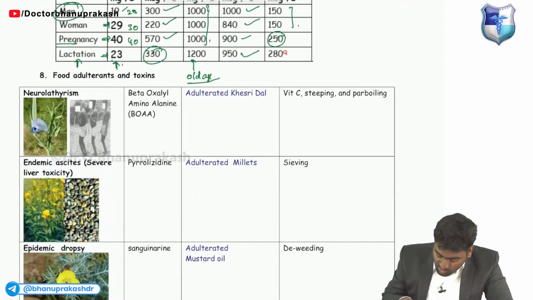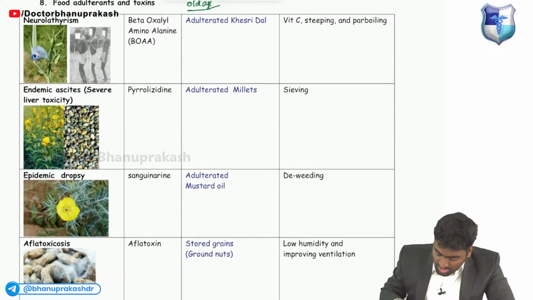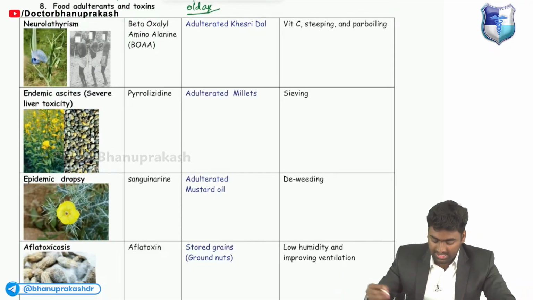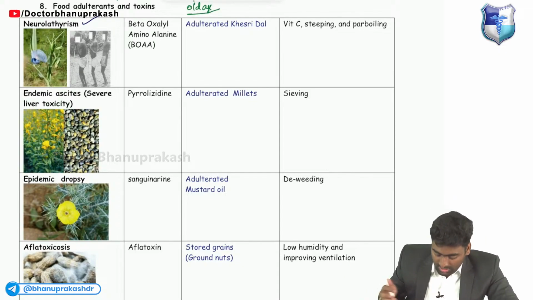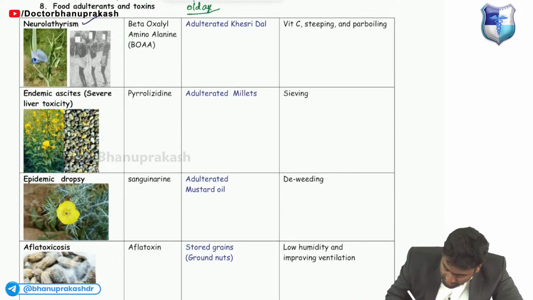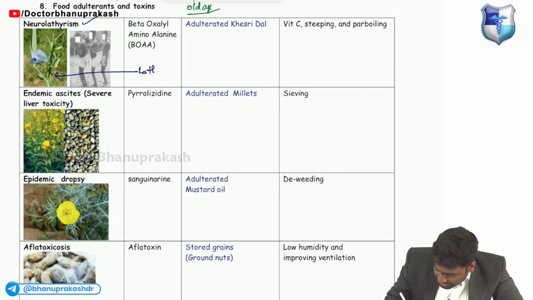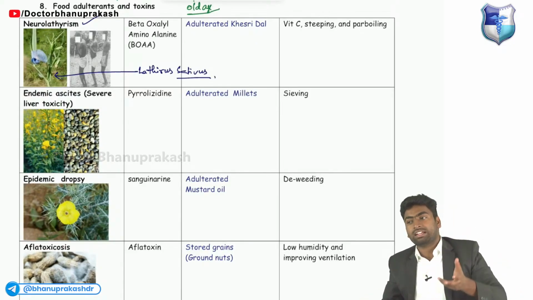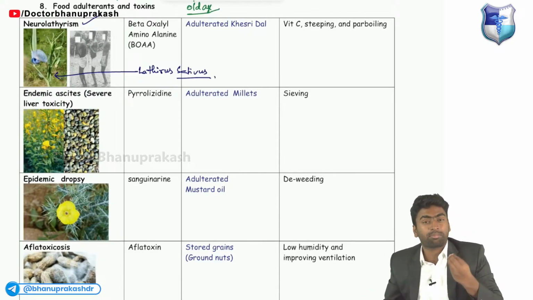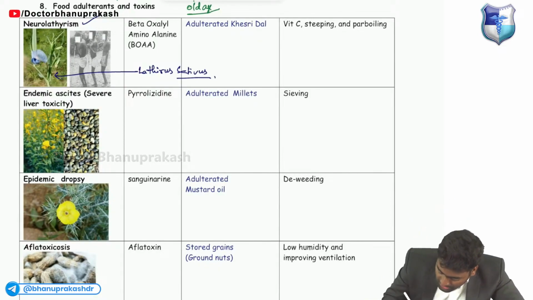Then we'll move on to adulteration. First one is neurolathyrism. This neurolathyrism is because of a plant. What is the name of this plant? It is Lathyrus sativus, which has the adulterant component. They will ask you the name of the plant: it is Lathyrus sativus, and this will cause neurolathyrism.